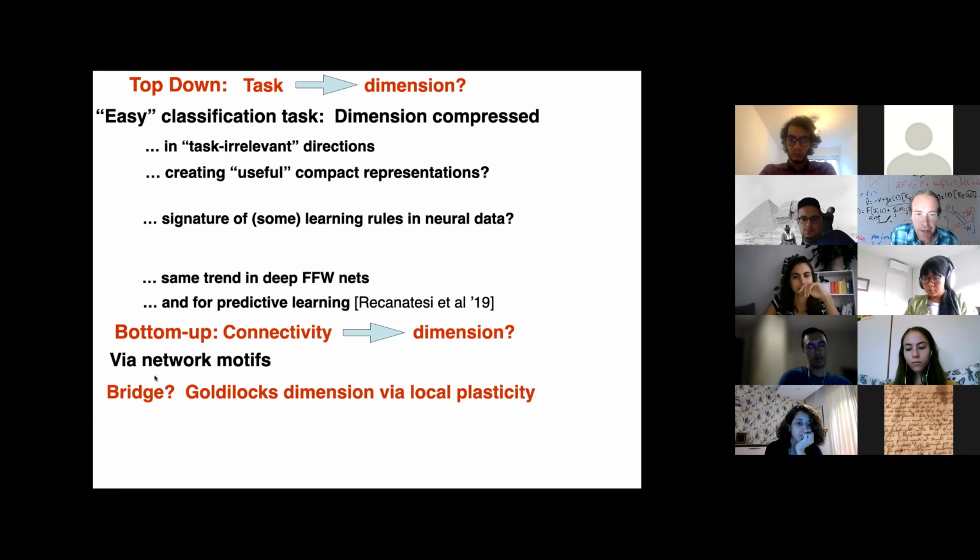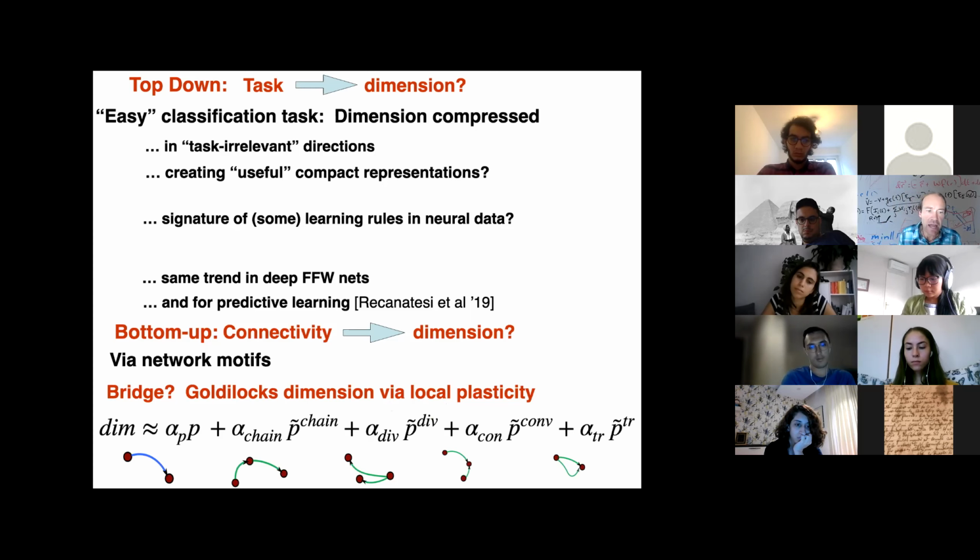I want to leave with the following idea of a possible connection between Monday's talk and today's talk, but really what we mean by this is a possible connection between a top-down and a bottom-up perspective. So we argued that these intermediate dimensions, in which you've thrown away a lot of information but not all the information, and you've kept information that's relevant to a task, these Goldilocks dimensions may emerge via mechanisms which are local in their nature.